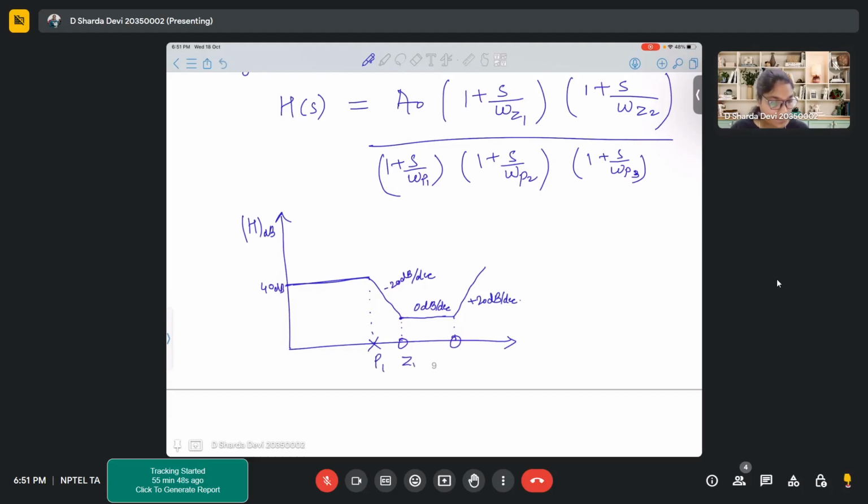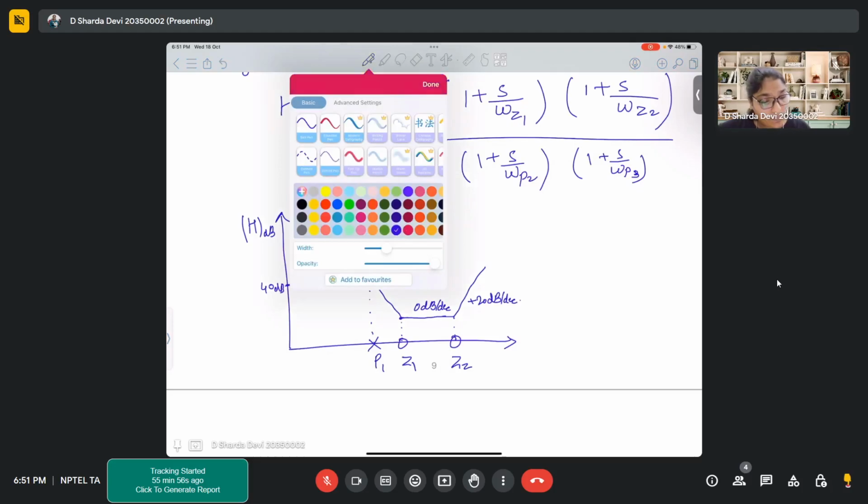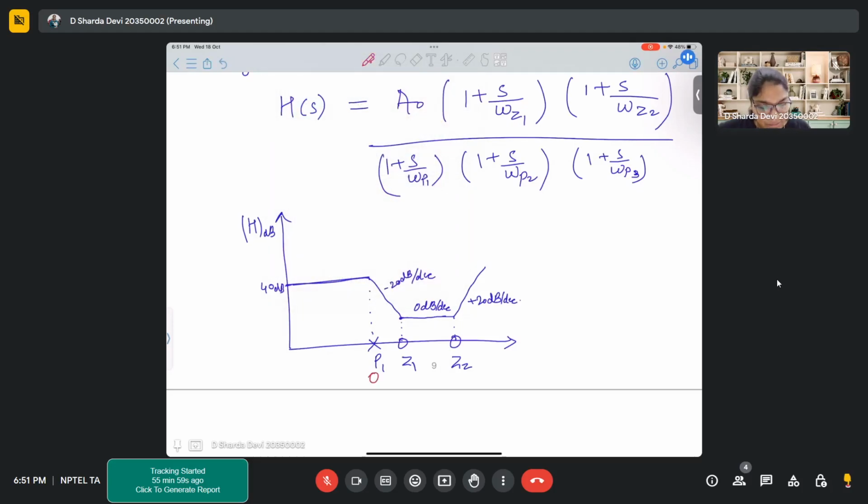Suppose the other way around, ma'am. If instead of the first pole, I encounter the first zero hypothetically. It is possible. So it will go plus 20 dB per decade. Now after that, I encounter the first pole. Will it be flat? It will be again flat, parallel to the x-axis, because plus 20 and then minus 20 cancel each other. So that's why 0 dB per decade.